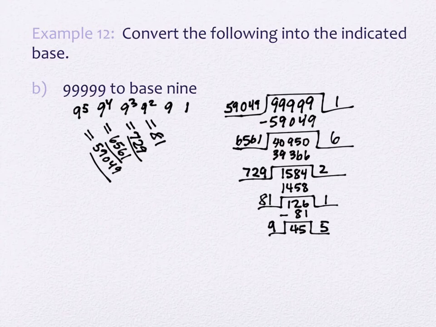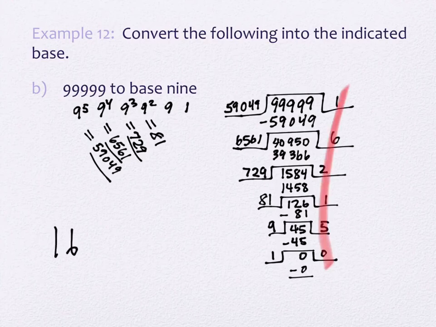I'll divide by 9. It actually goes in exactly 5 times, leaving me once again with no remainder, but I have that one additional step to divide by 1 at the end. I always have that last step. There's nothing left for it to go into, so it goes in 0 times. And my solution is all along this line over here. So I have 1, 6, 2, 1, 5, 0, and this one is base 9.